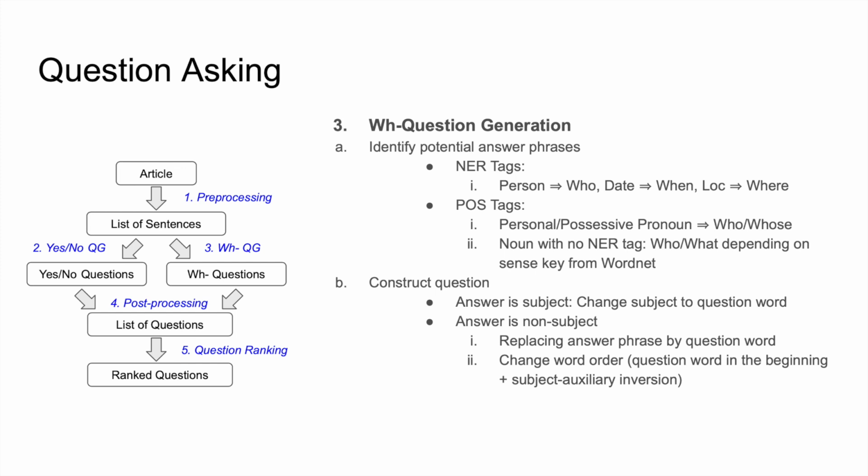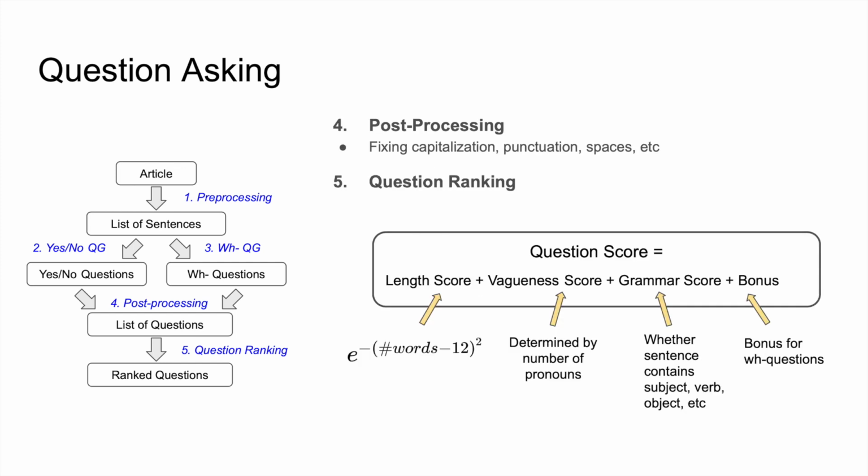After identifying an answer, we check whether the answer is the subject of the sentence. If it is, we simply change the subject to the question words and output the question. Otherwise, we will replace the answer by the corresponding question word, move the question word to the beginning of the sentence, and perform subject-auxiliary inversion to construct an appropriate question. Each constructed question will pass through a simple post-processor to fix capitalization, punctuation, and spacing issues.